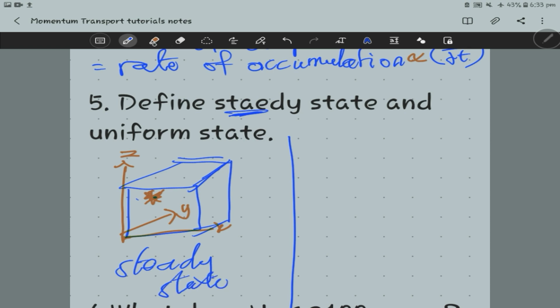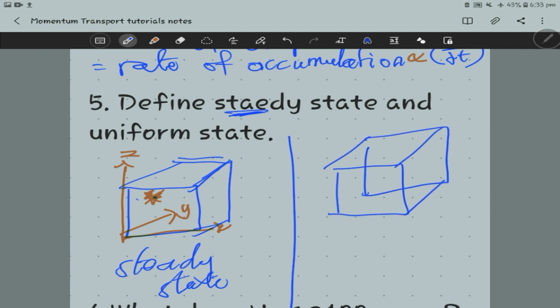But then when we are talking about the uniform state, let's see. Then again, let's use the rectangular coordinate system, something like this. And again, the same coordinate system. So we have x here, y, and we have a z. Coordinate system is very important because if you miss that, it could mean you are describing something else, right?